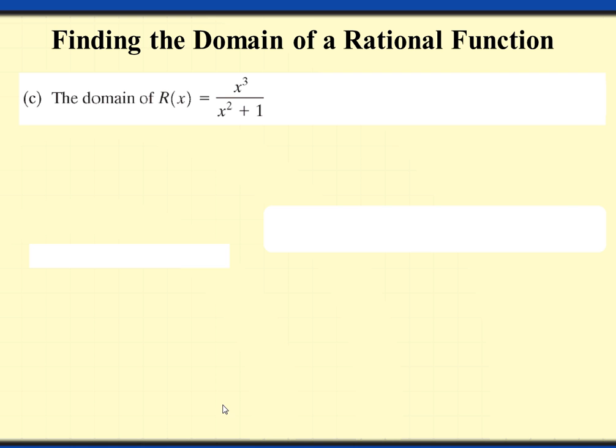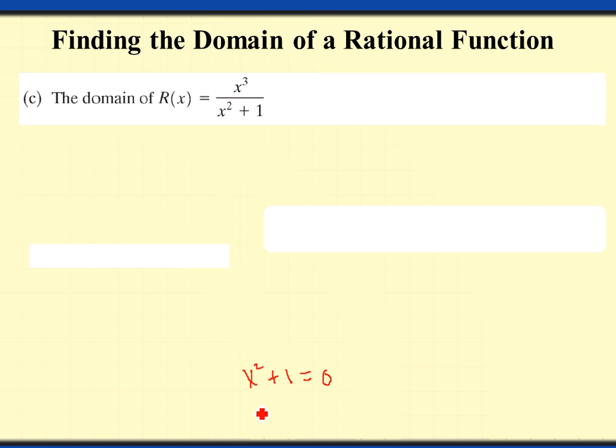We'd be trying to solve the equation x squared plus 1 is equal to 0, because we want to know what x has caused the denominator to be 0. And since the denominator is x squared plus 1, what causes that to be 0?